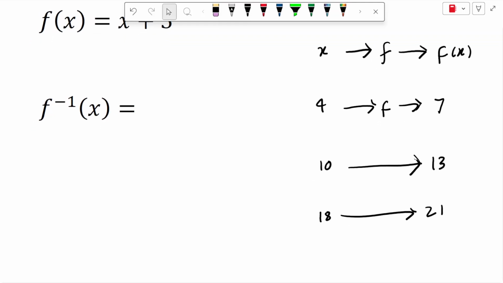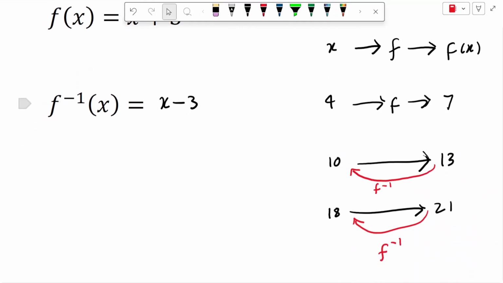So what should the inverse function do? It should take something like 13 and spit it back to 10. It should take something like 21 and spit it back to 18. So f inverse of x is going to be x take 3.